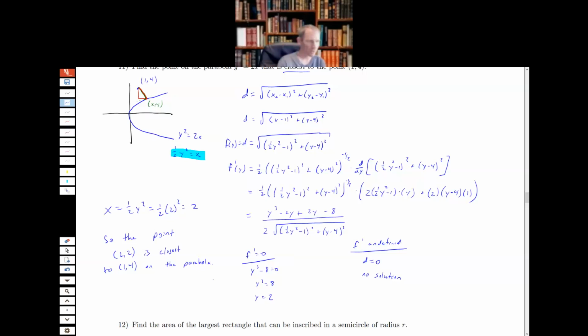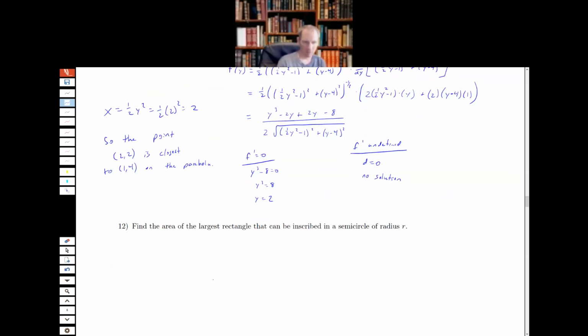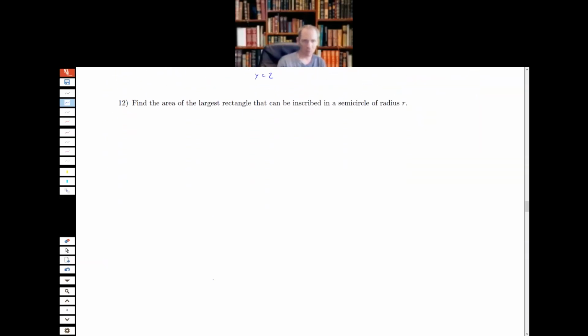Okay, any questions on that one? So the lesson there is don't make a mistake. All right, let's look at problem 12. Find the area of the largest rectangle that can be inscribed in a semicircle of radius r.